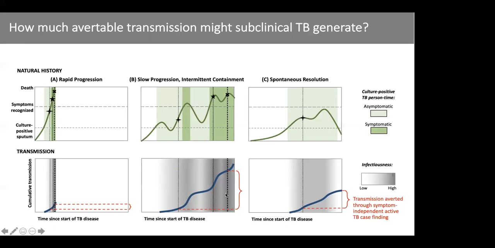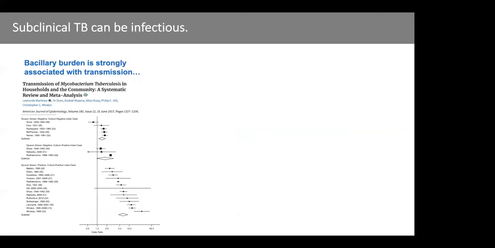So this is assuming that symptomatic disease is somewhat more infectious. The curve is somewhat steeper during the symptomatic periods than during the asymptomatic periods. But if we assume that people who are asymptomatic still have some amount of infectiousness, this curve is still moving upward somewhat, then there's potential that active case finding, diagnosing these individuals much sooner, could avert a large amount of transmission. The question is how much, and I think we don't really know, but we have evidence that subclinical TB can be infectious.